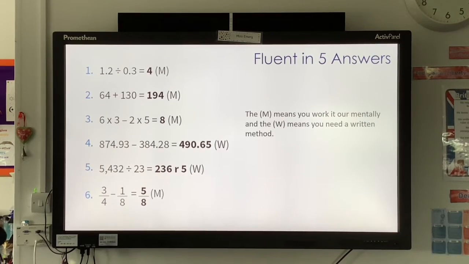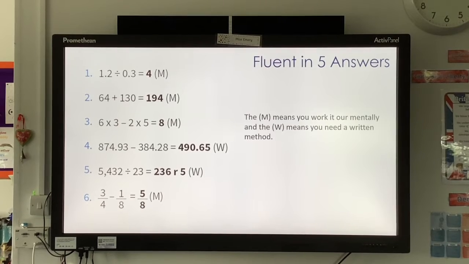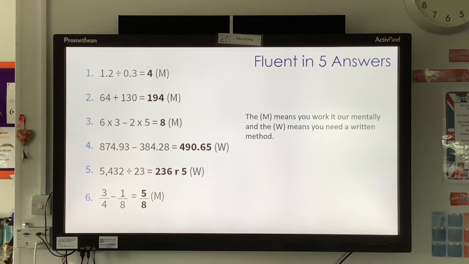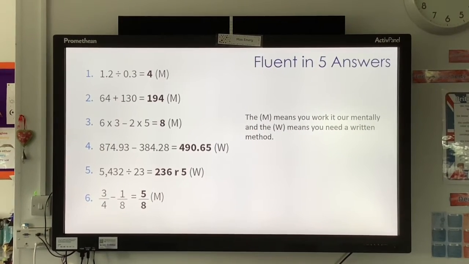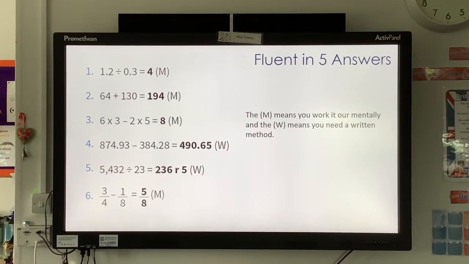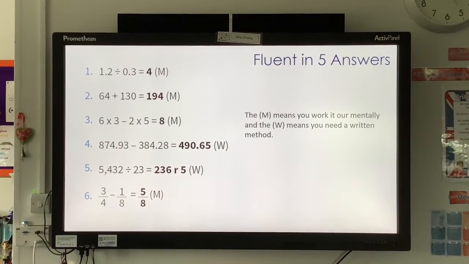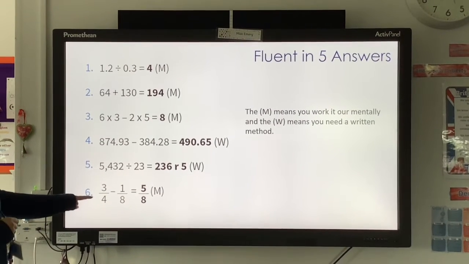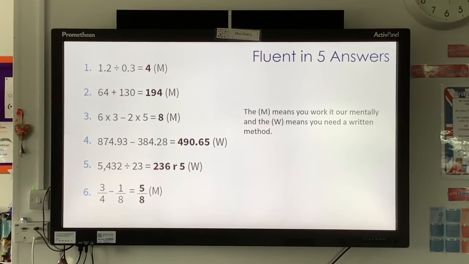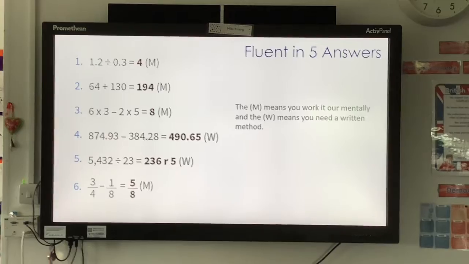874.93, take away 384.28, hopefully gave you 490.65. 5,432 divided by 23 should have given you 236 remainder 5. And 3/4 take away 1/8 should have given you 5/8 because you would have made the denominators the same. Well done if you got that right.